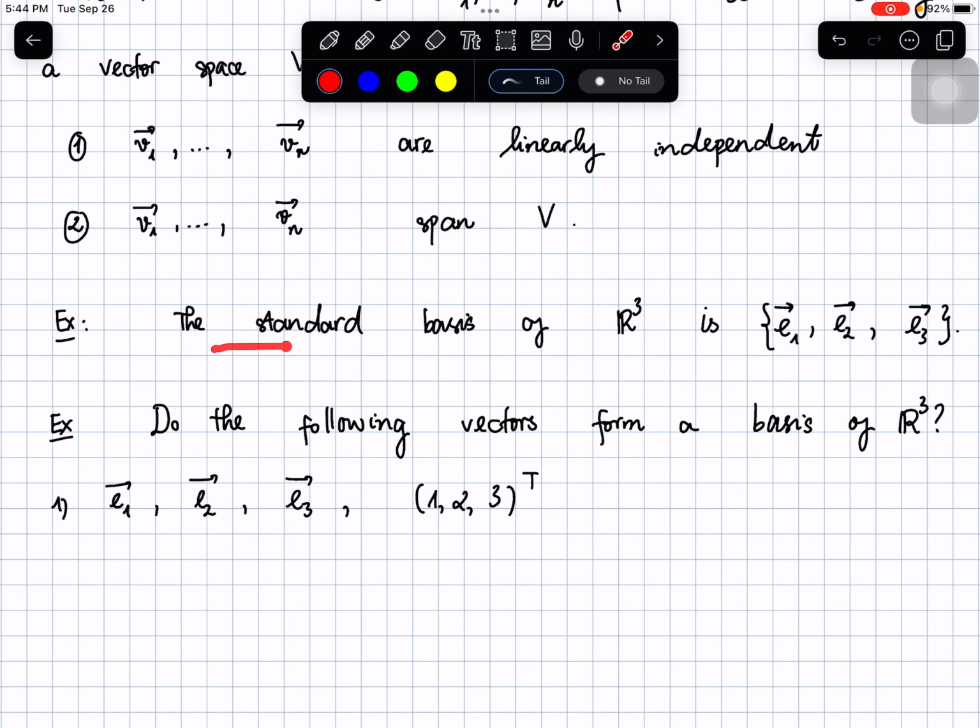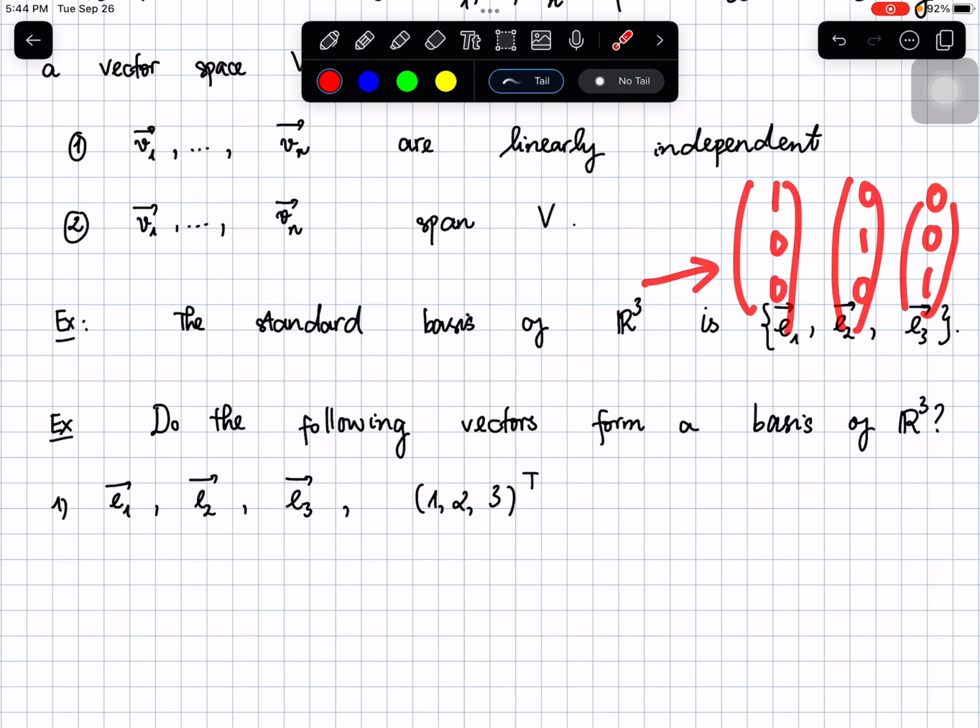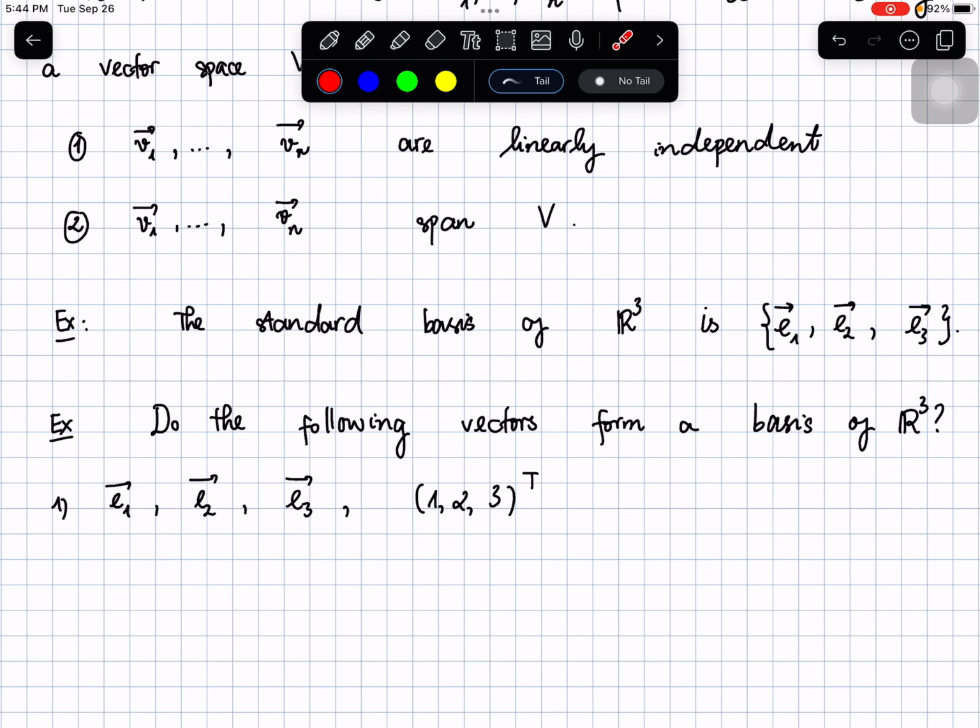So the standard basis of the Euclidean vector space, say R3, is a set of three vectors e1, e2, e3. So e1 is (1, 0, 0), e2 is (0, 1, 0), and e3 is (0, 0, 1). First, they are linearly independent, and second, they span the whole vector space R3.